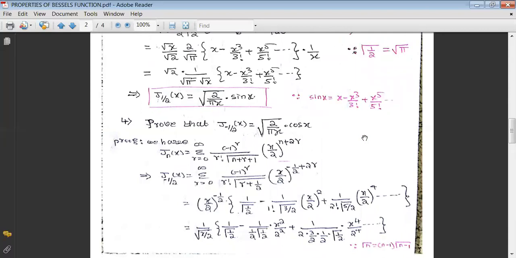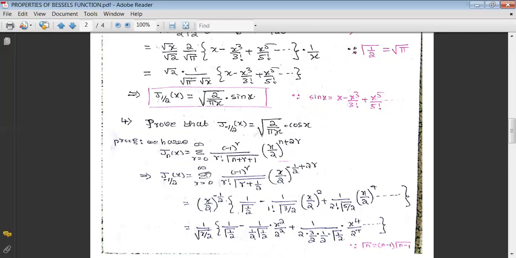A similar example: earlier we have proved an expression for J half of x. Now let us prove an expression for J minus half of x. And again we have to prove that J minus half of x equals root of 2 divided by pi x into cos x. And we know that an expression for J n of x is this one. Wherever n is there, let us take n equal to minus 1 by 2 in this case.